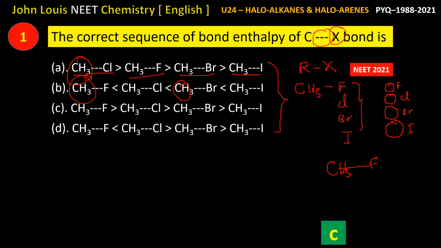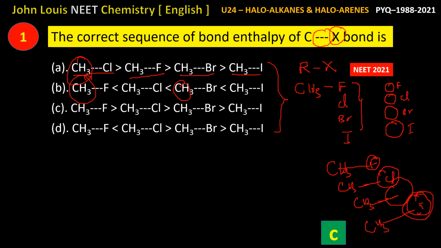For fluorine, this is the smallest. Then chlorine will be slightly larger because chlorine size is bigger. Then bromine, still bigger, therefore the bond length will be still more. And for iodine, the bond length will be still longer, because iodine is the largest size of the halogens, isn't it? Therefore the bond length increases. When the bond length increases, the bond strength decreases. So we can conclude the bond enthalpy is inversely proportional to the size of the atom.